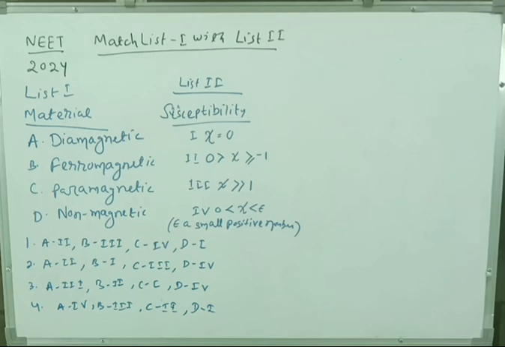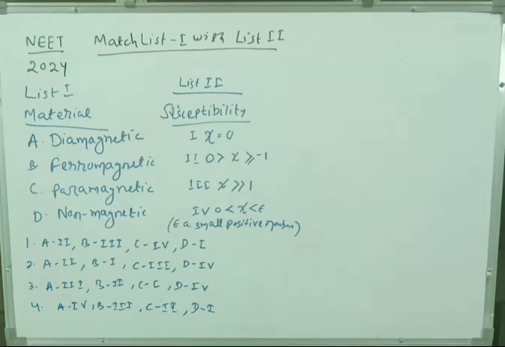And in list 2, first, chi is equal to 0. Second, 0 is greater than chi is greater than or equal to -1. Third, chi is greater than 1, and fourth, 0 is less than chi is less than epsilon, where epsilon is a small positive number. We have to correctly connect the materials from list 1 to the susceptibility in list 2.